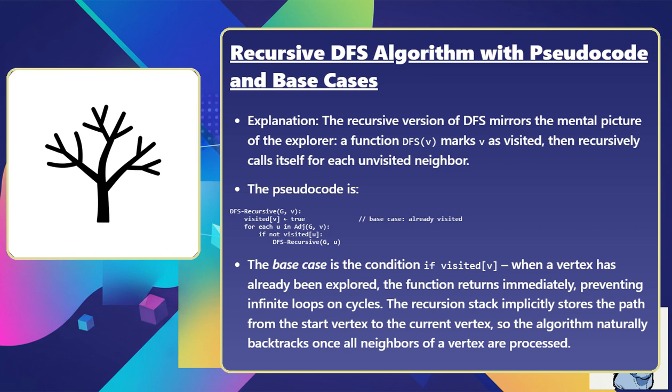The base case is the condition: if visited[v]. When a vertex has already been explored, the function returns immediately, preventing infinite loops on cycles. The recursion stack implicitly stores the path from the start vertex to the current vertex, so the algorithm naturally backtracks once all neighbors of a vertex are processed.